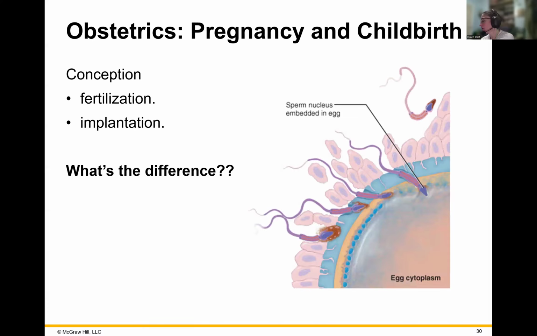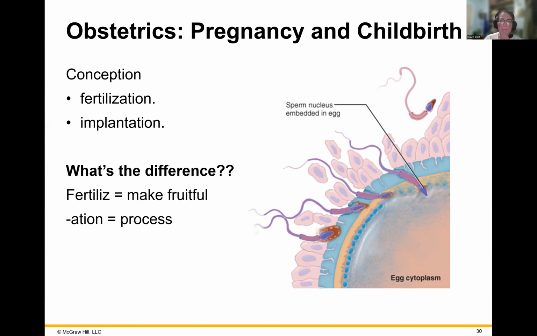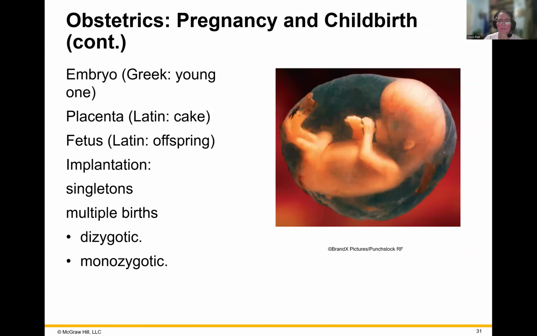Now we're going into the part of the actual obstetrics and childbirth. Anybody know the difference between what fertilization and implantation is? You'll be able to see that on page 231 in your book. All right, so here we go. Embryo in Greek means young one. Placenta in Latin means cake. Fetus in Latin means offspring.